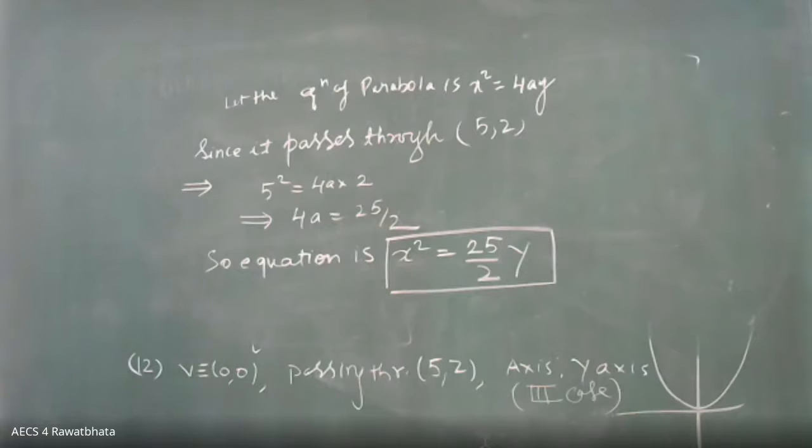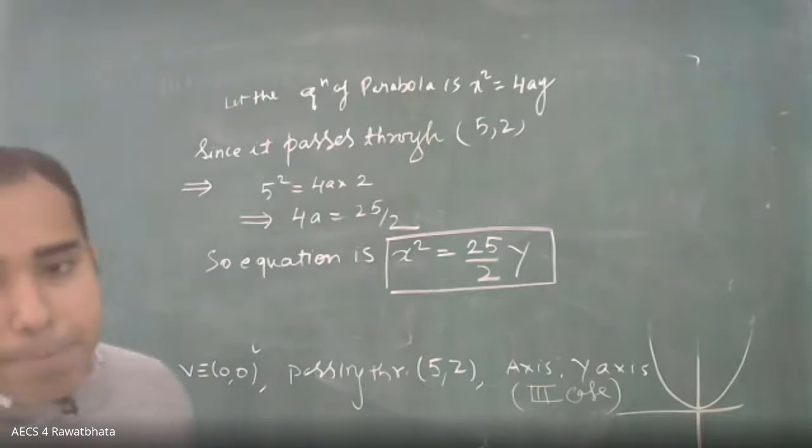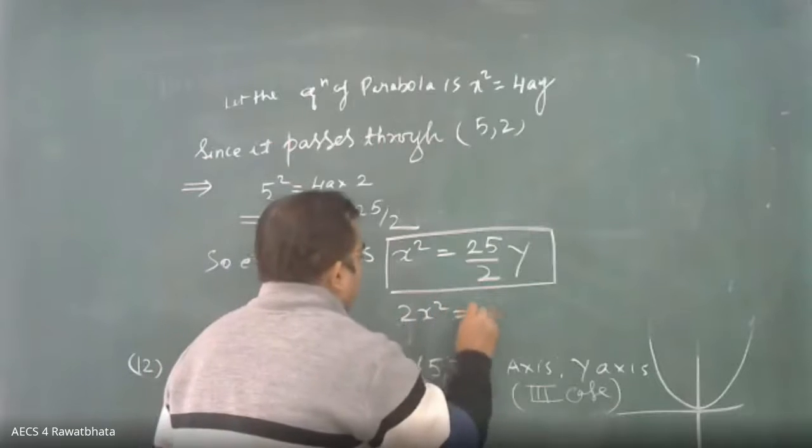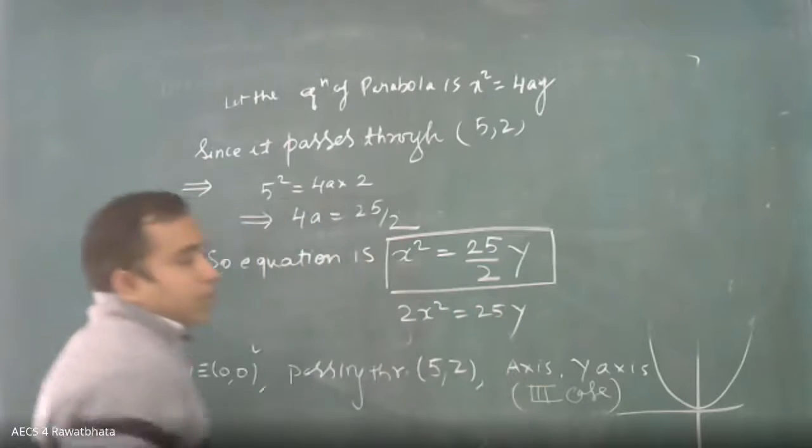Is this correct, students? I hope it should be right. You took the 2 upwards, sir. Cross multiply: 2x square equal to 25y. You can cross multiply, it is the same thing. Okay, this is so.